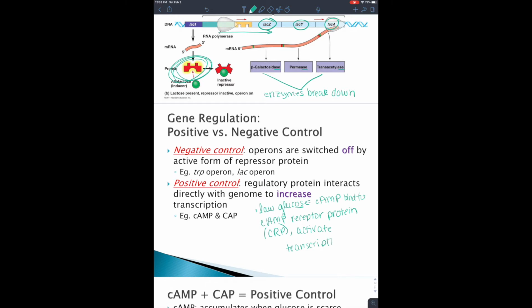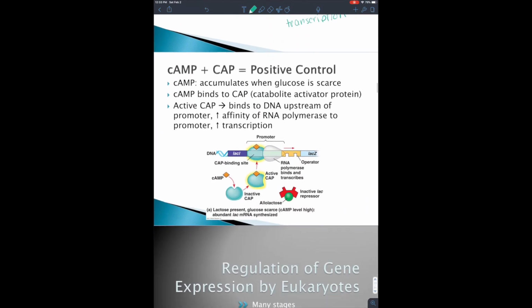So let's get a little bit more into this cAMP and this CAP and this whole positive control notion. So cAMP accumulates when glucose is scarce. So there is not a whole lot of glucose in my body. It's going to accumulate. By accumulate, I mean it's going to build up. cAMP binds to CAP, catabolic activator protein. When I activate CAP, it's going to bind to DNA upstream of the promoter.